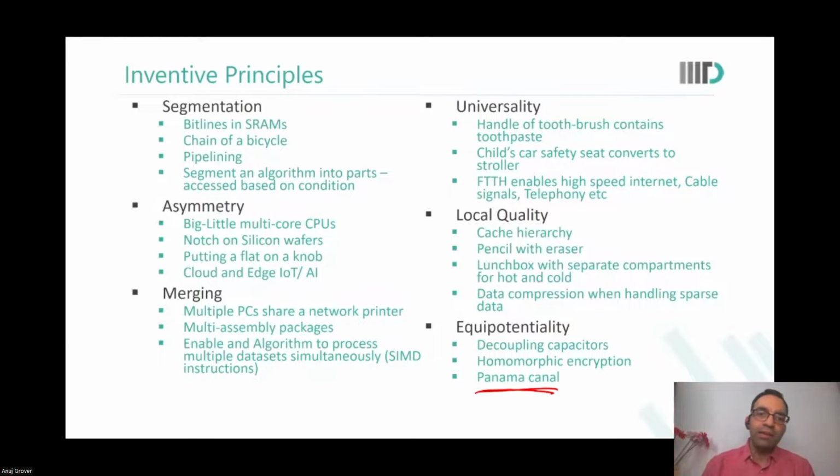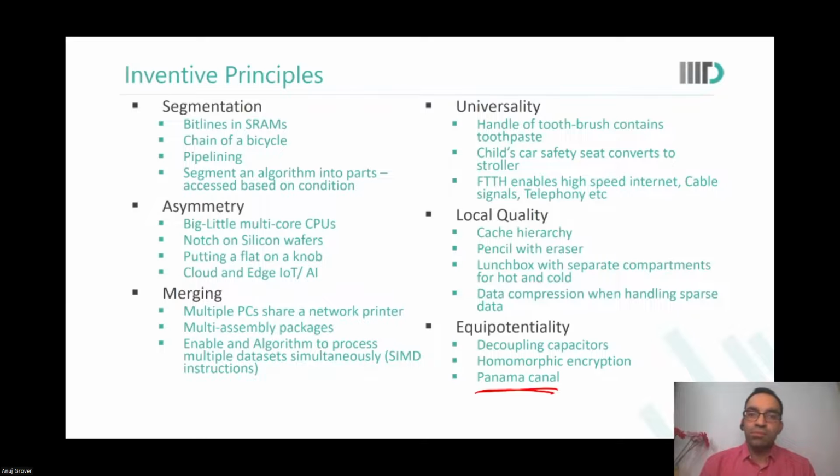For circuit designers, in SRAMs, bit lines are broken into smaller bit lines so that you gain speed and power. Pipelining for computer architects and others of us: we segment a big activity into small chunks and run all of them in parallel so that the overall throughput of the system increases. We can segment algorithms into small parts, which can be accessed conditionally. These small parts run faster and also help us in multi-threading and multitasking.